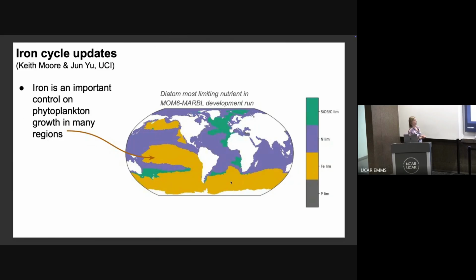So next I'll talk about a few iron updates, and this is really high level. I'm not going to go into a lot of the details, but iron is a really important control on phytoplankton growth in many regions. And this map here shows the most limiting nutrient for diatoms in a MOM6 Marble development run. And all the areas in this orangish yellow color here are iron limited. So that iron availability is really controlling the productivity in those regions.